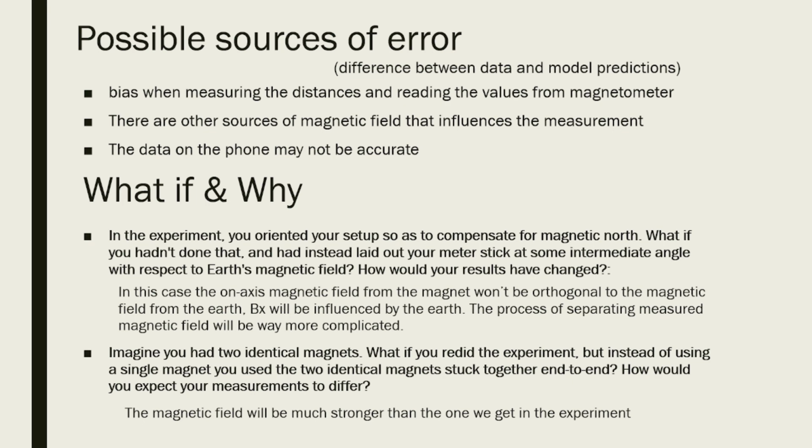And what if, and why? So what if I didn't orient my setup so it compensates for my magnetic noise? In this case, the on-axis magnetic field from the magnet won't be orthogonal to the magnetic field from the Earth. So the process of separating the measured magnetic field will be way more complicated. And what if I have two identical magnets stuck together end to end? I believe in this case the magnetic field will be much stronger than the one we get in the experiment.